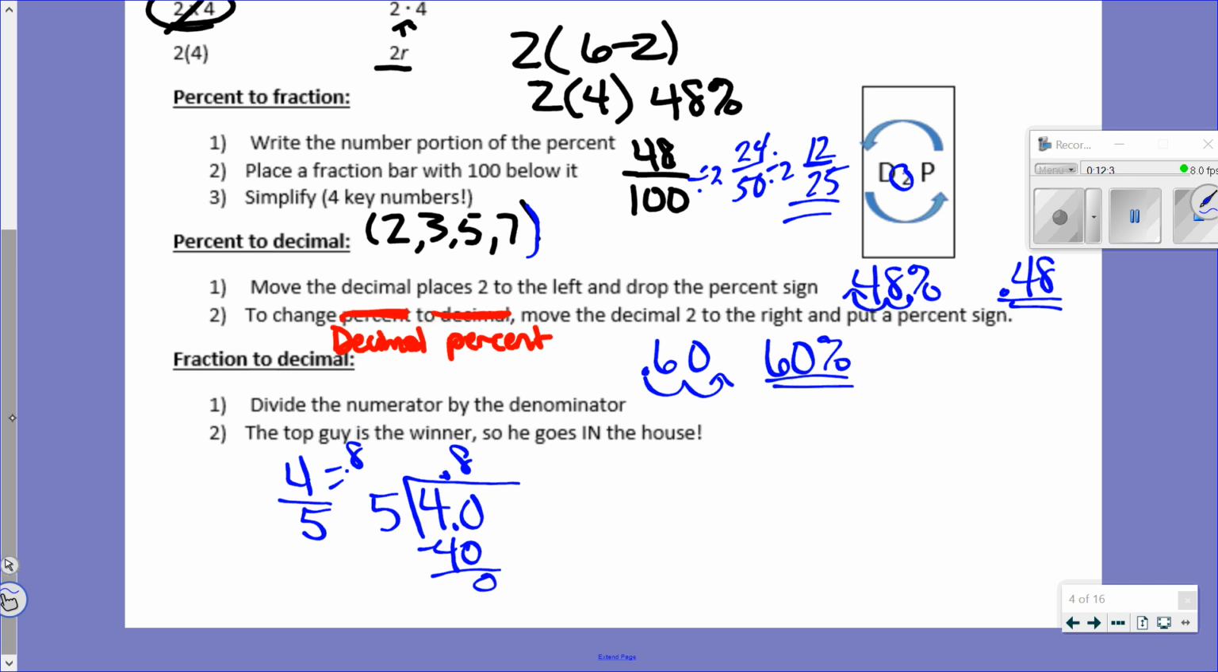So you've just seen all 3 of the things that we really need to focus on today: percent to fraction, percent to decimal, and fraction to decimal. Very important since this is on your test for next week.